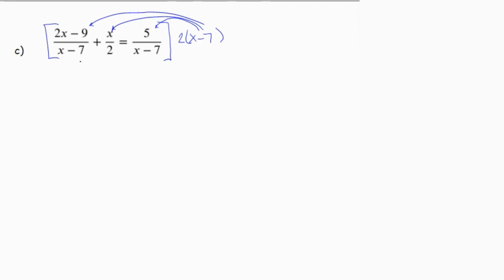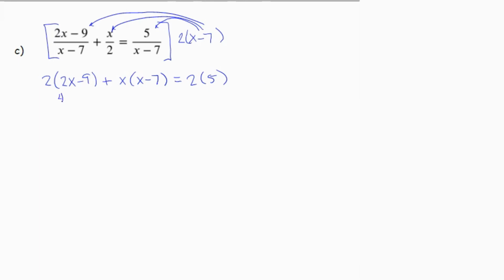So our first expression, the x minus 7s will cancel, but we're left with the factor of 2. So 2 times the quantity 2x minus 9. For the second expression, the 2's will cancel. We're left with the x minus 7. So it's going to be x times x minus 7. And our last expression will leave the 2 behind times the 5 that's already in the numerator. Okay, all of our denominators are gone.